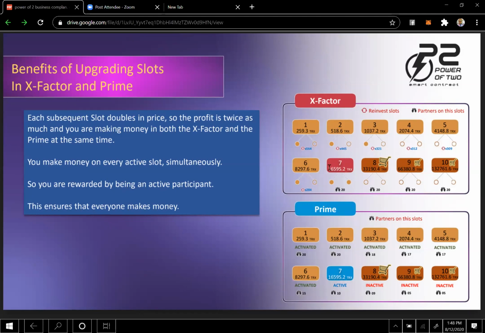Thank you. Yeah, that's one thing, guys, I forgot to say, and I'm glad you brought it up. In X factor, 2 people are given to you in all the slots. You just have to upgrade. That's all. You just have to upgrade.